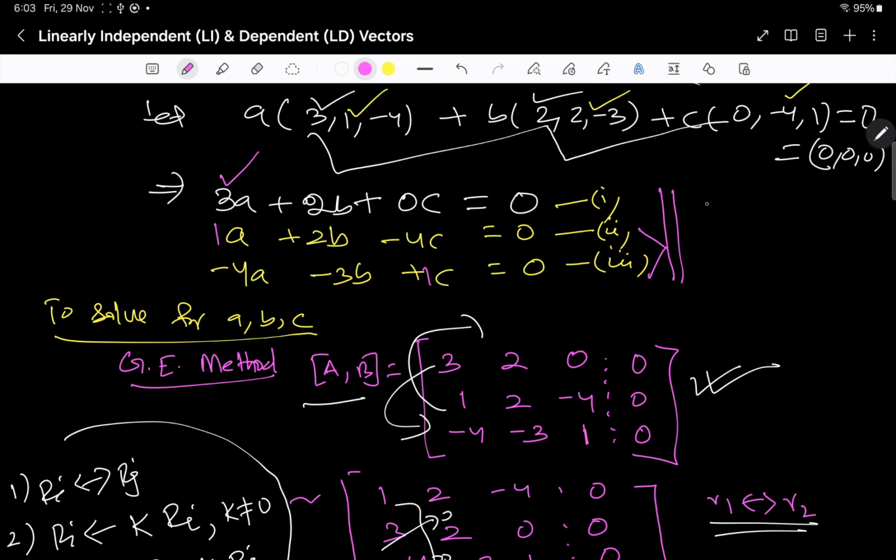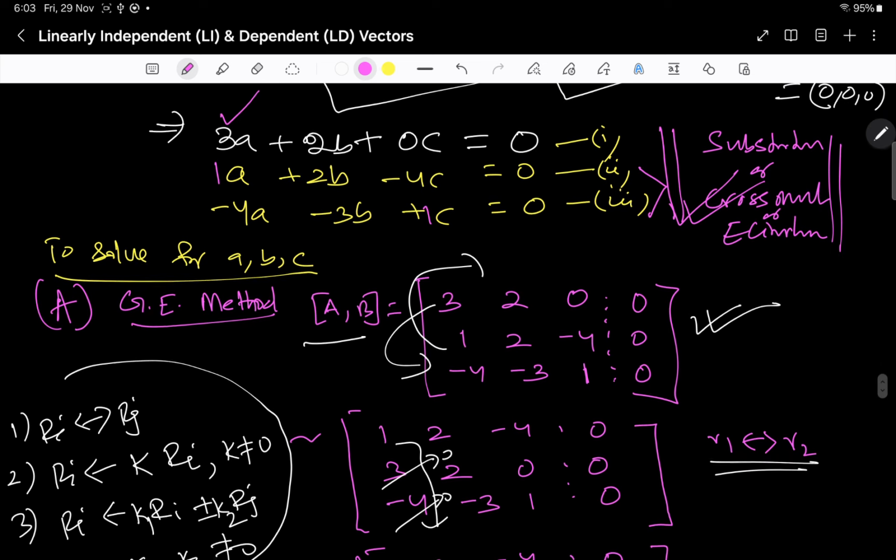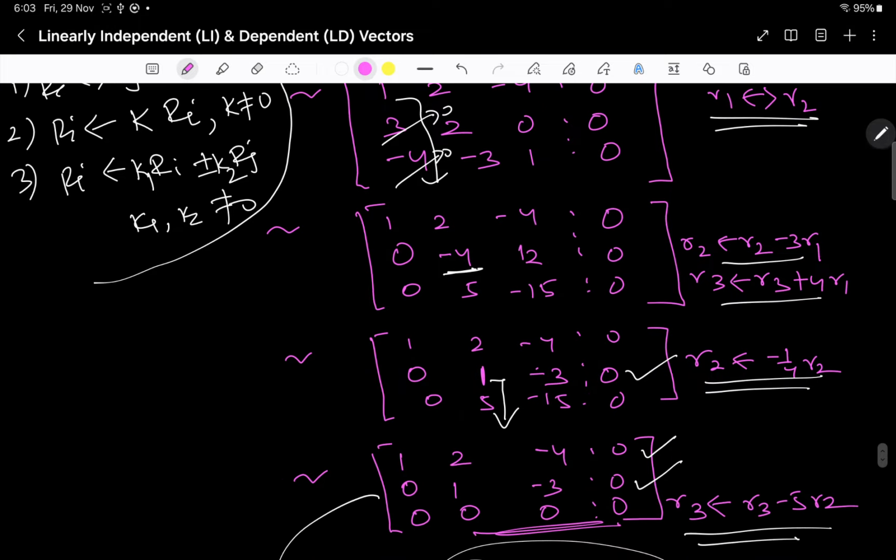You may adopt substitution, or you may adopt cross multiplication, or you may adopt elimination, as you read in your higher secondary classes. Cross multiplication is another easy way to solve it. Suppose this is my method A, I adopt that. Now alternatively I want to adopt cross multiplication, it will be a better approach.